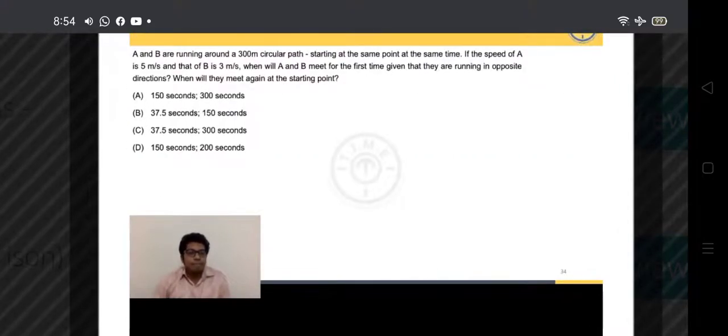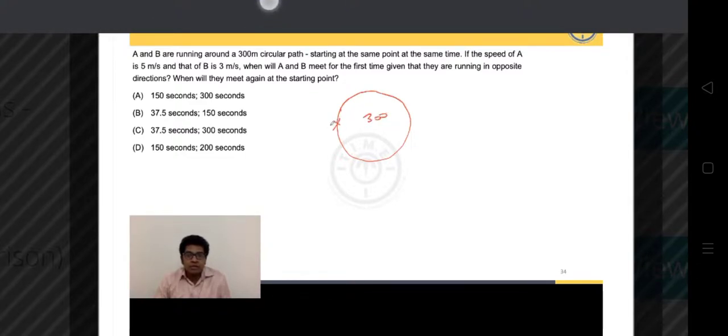Next, similar with a circular path. A and B are running around a circular path of 300 meters, starting at the same point at the same time. Speed of A is 5, speed of B is 3. When will they meet for the first time? Given that they are running in the opposite direction, when will they meet again at the starting point?